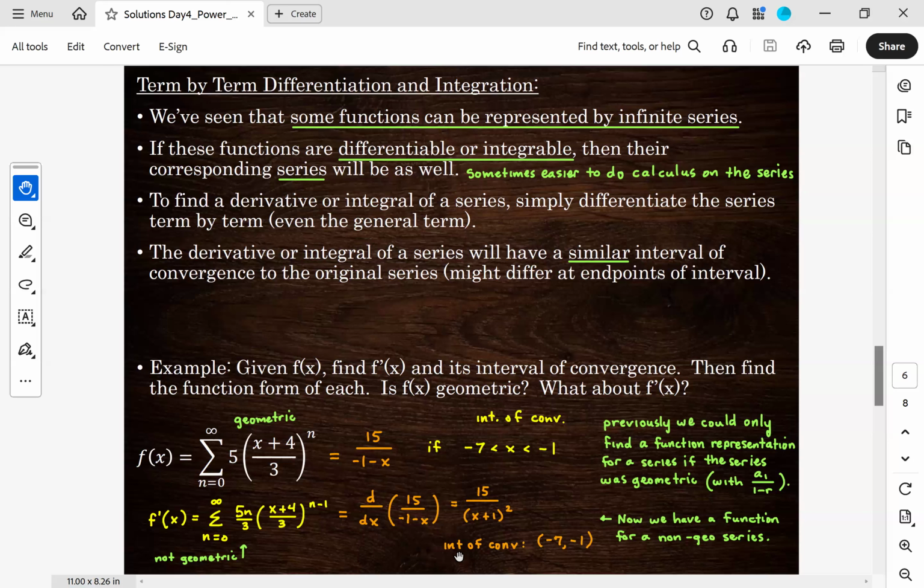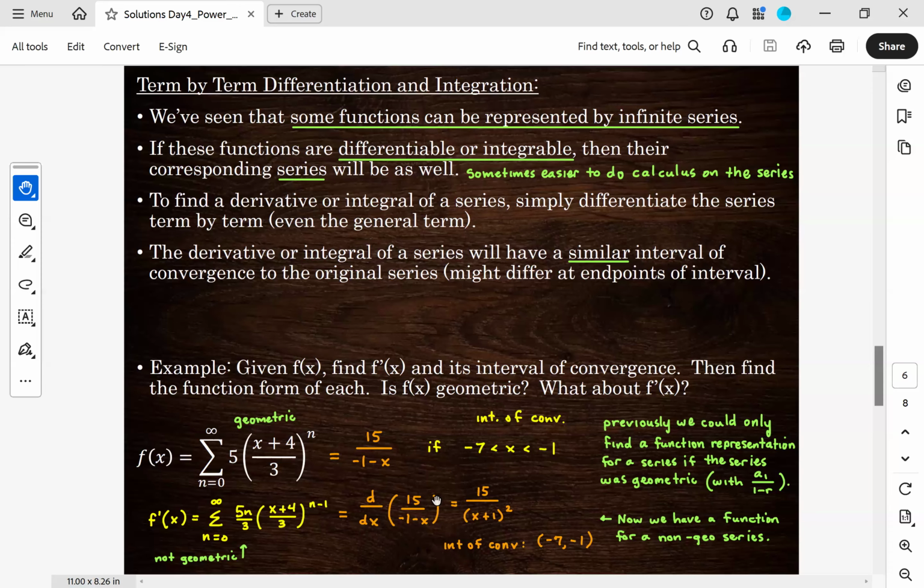Now, as far as interval of convergence, for now, I need you to just take my word for it. It's going to be the same as what it was originally. We haven't yet learned how to determine if there's a change, and you don't have to worry about that until next chapter. Okay, so just take my word for it.